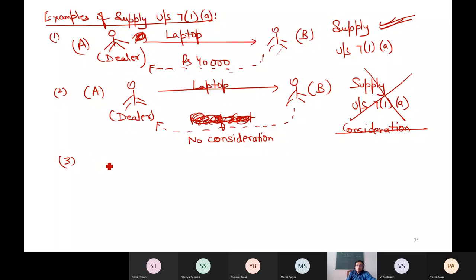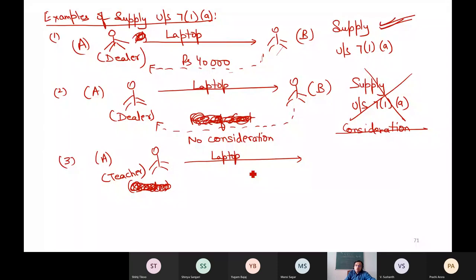Dealer. Laptop. Or not a dealer. Now, this person is not a dealer. This person is a teacher. This person is a teacher. Supplied laptop to his friend B.